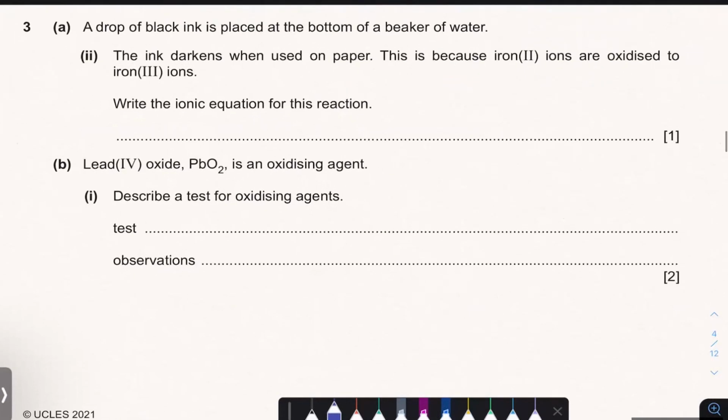A drop of black ink is placed at the bottom of a beaker of water. Ink darkens when used on paper. This is because iron 2 ions are oxidized to iron 3 ions. The question has told us about oxidation and also given the charges. So let me write this out. Iron 2 is making iron 3.